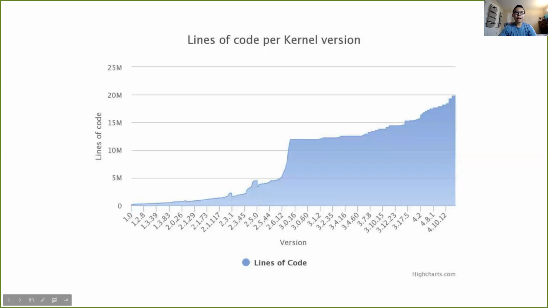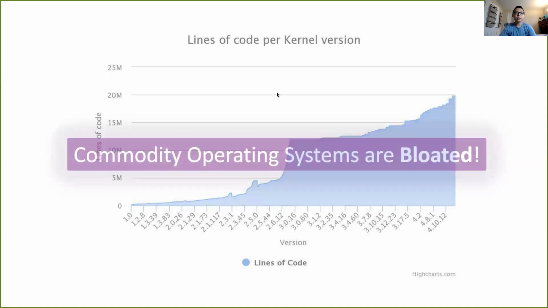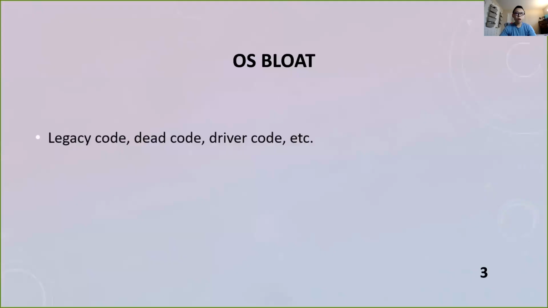This figure shows the lines of code for a Linux kernel per kernel version. By now, Linux has more than 20 million lines of code, and it still keeps growing. So the commodity operating systems are bloated. OS bloat is due to the fact that new software features and hardware support are introduced. At the same time, Linux has a tremendous amount of legacy code.